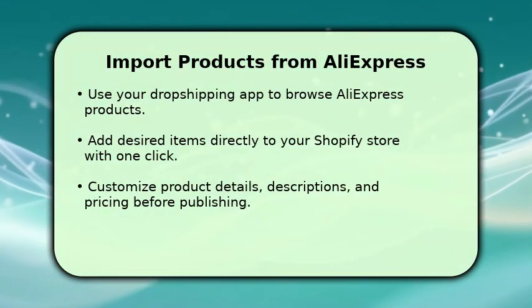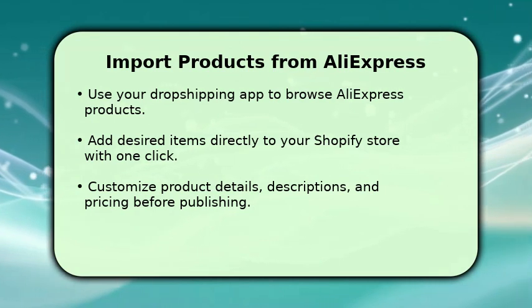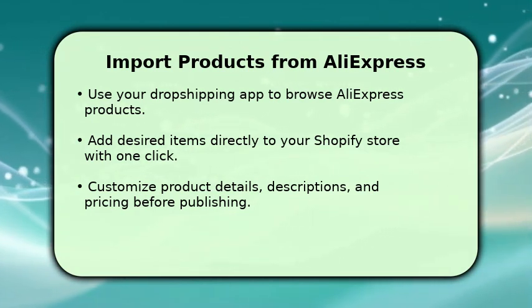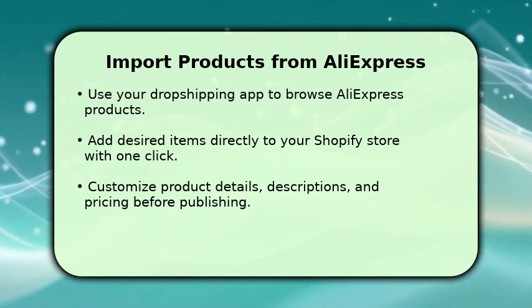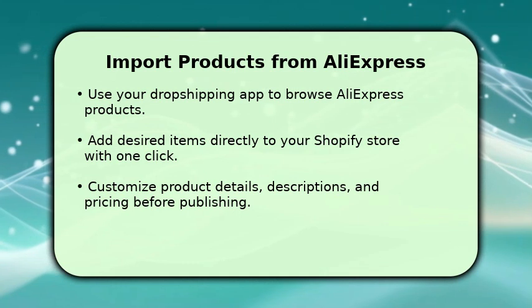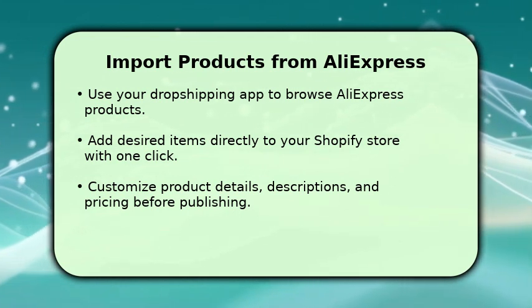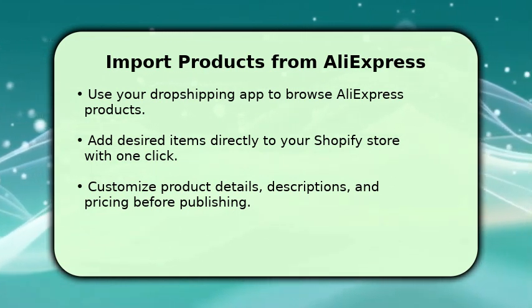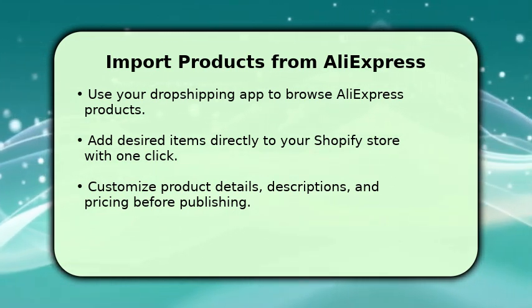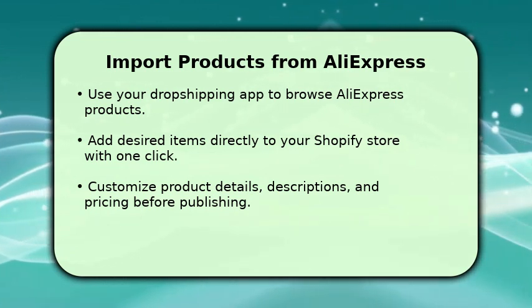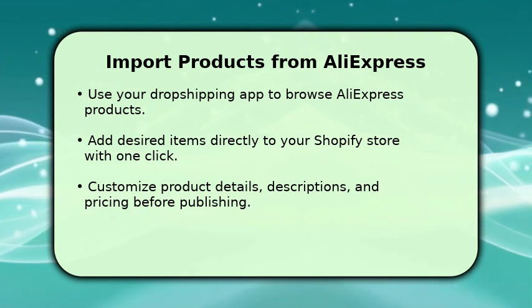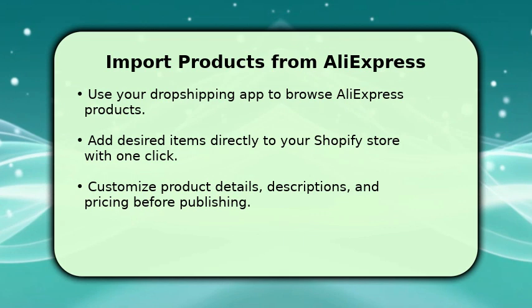Once your app is installed, importing products becomes straightforward. You can browse millions of products on AliExpress directly through your dropshipping application. With just a single click, you can add selected items to your Shopify store. Remember to customize product titles, descriptions, and set your profit margins. You can also edit images and ensure all product variants, like sizes and colors, are correctly displayed for your customers.